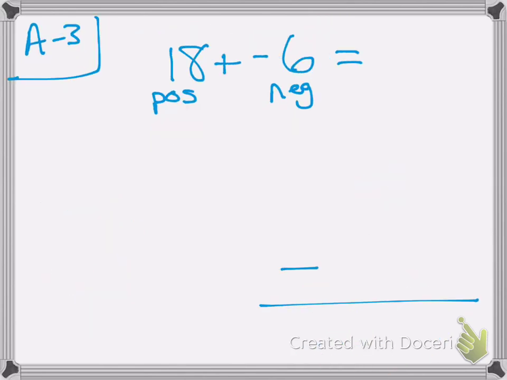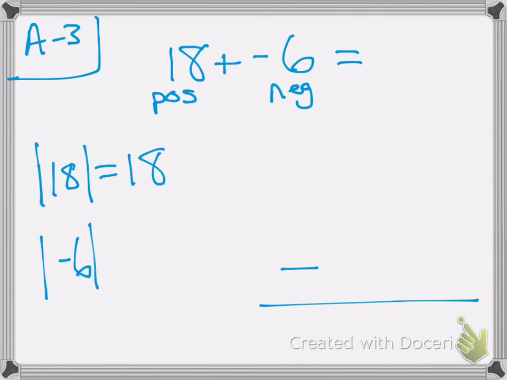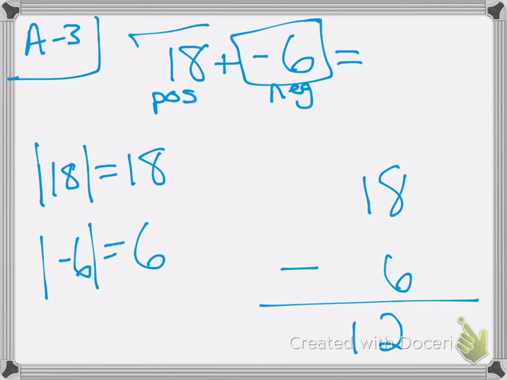Now this one we've got different signs as well, so I set up my subtraction problem. Absolute value of 18 is 18. Absolute value of -6 is 6. So we put the bigger number on top. 18 minus 6 is 12. Which one is bigger, -6 or positive 18? Positive 18, so that's a positive 12.